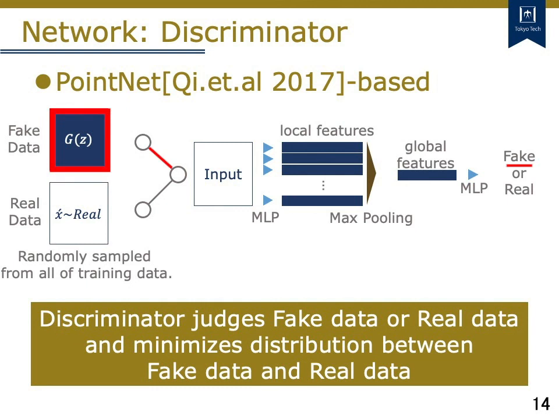If fake data is fed into the discriminator, the discriminator attempts to judge it as fake data. On the other hand, if real data is fed into the discriminator, it attempts to judge it as real data. After this training process, the distance between the probabilistic distributions of generated fake data and real data is minimized.